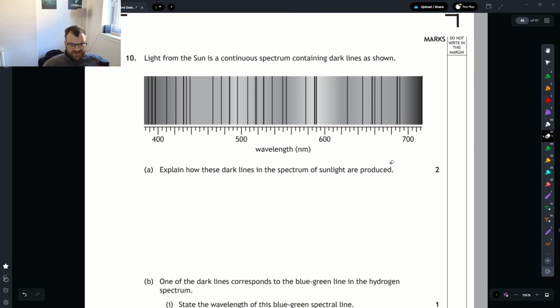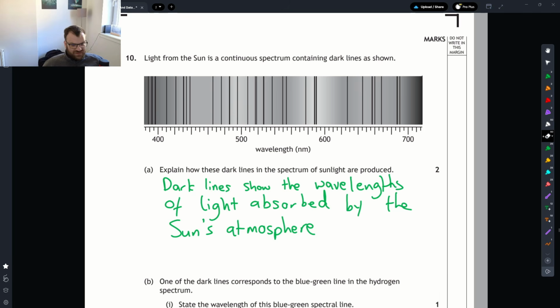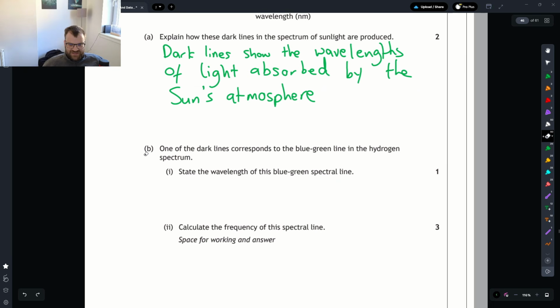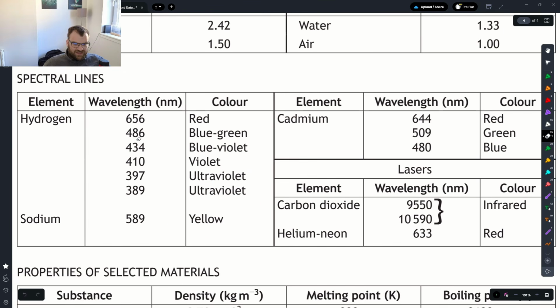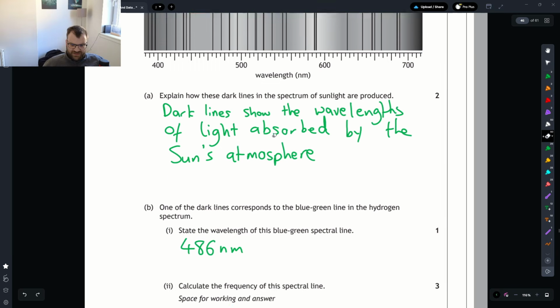In this one, we're asked to deal with a continuous spectrum. This is more my cup of tea. We have various different wavelengths of light that have been absorbed. What does that absorbing is the atmosphere around the sun as the light is passing out. Here we're asked to state the wavelength of blue-green for hydrogen. And looking at the hydrogen spectrum, 486, blue-green, will be my answer there.